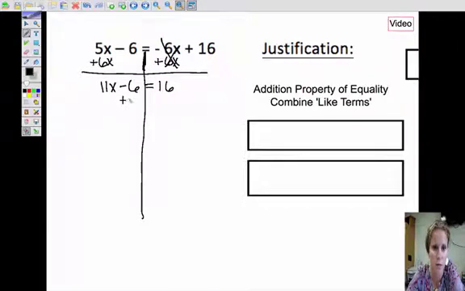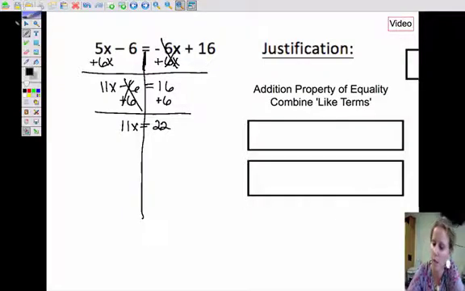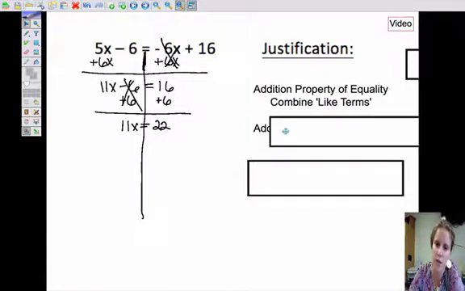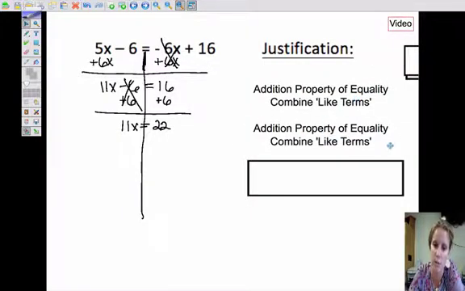Again, now I'm going to remove my constant by adding 6 to both sides. And then those cancel, and I'm going to combine these like terms to be 22. So I have 11x equals 22. What did I do there? Justifying, I used the addition property of equality and combined like terms again.